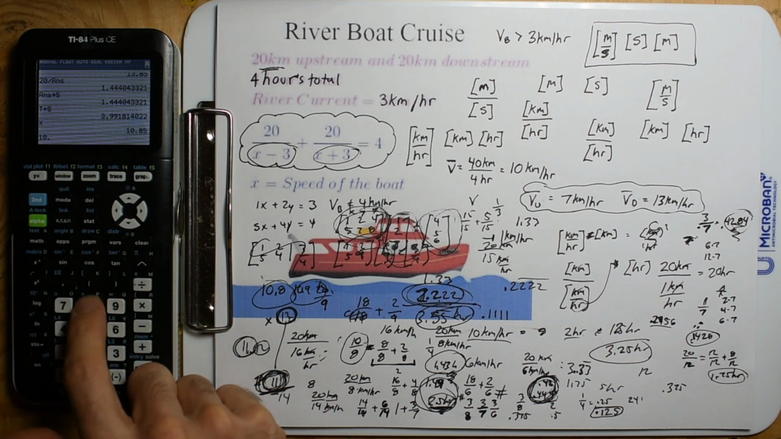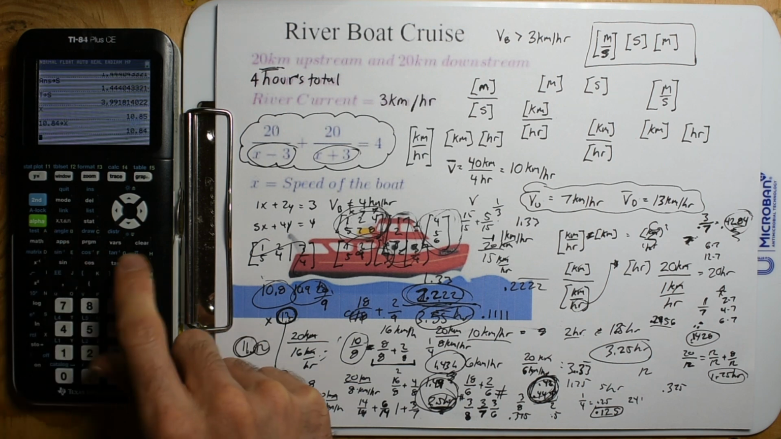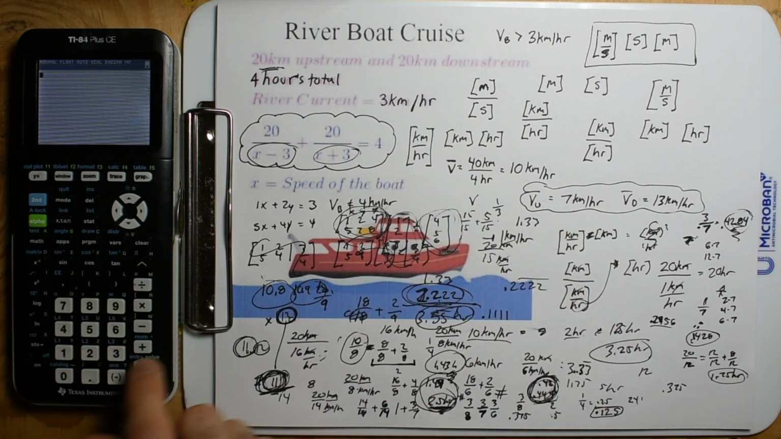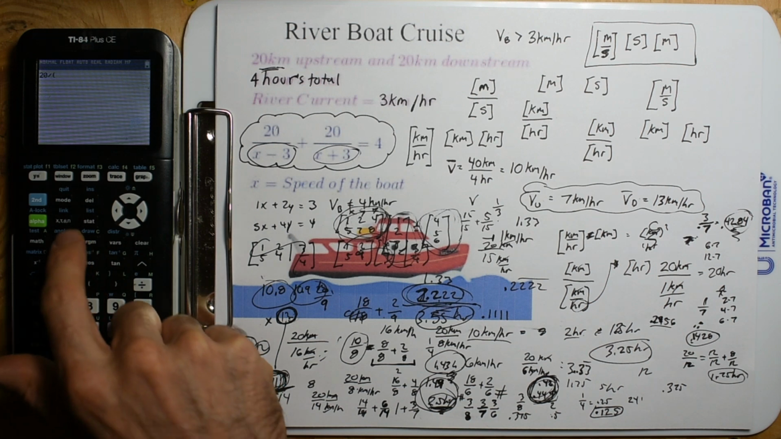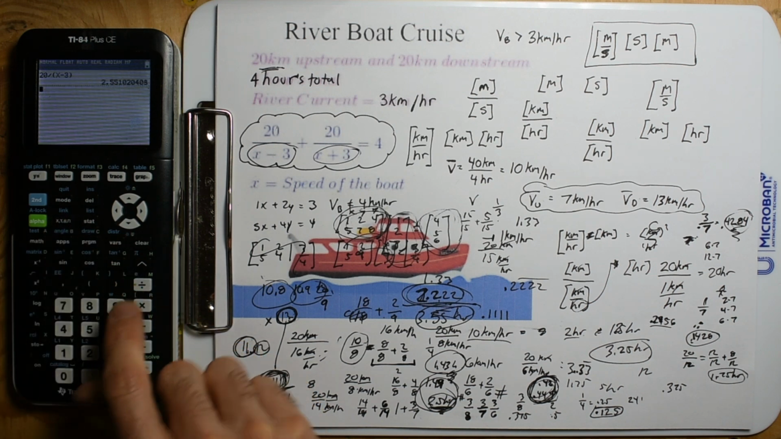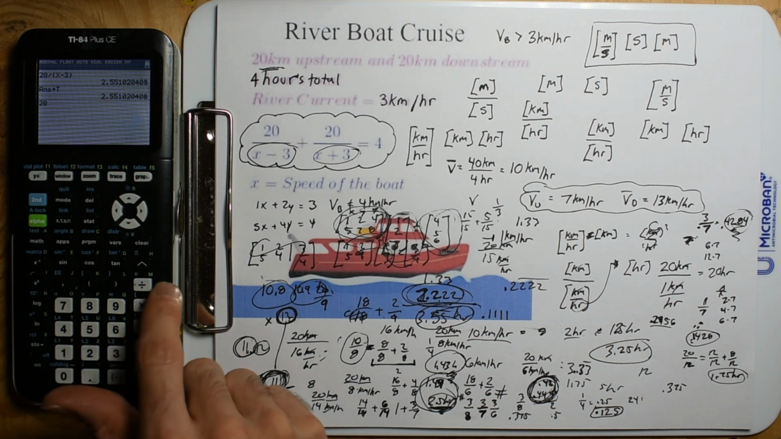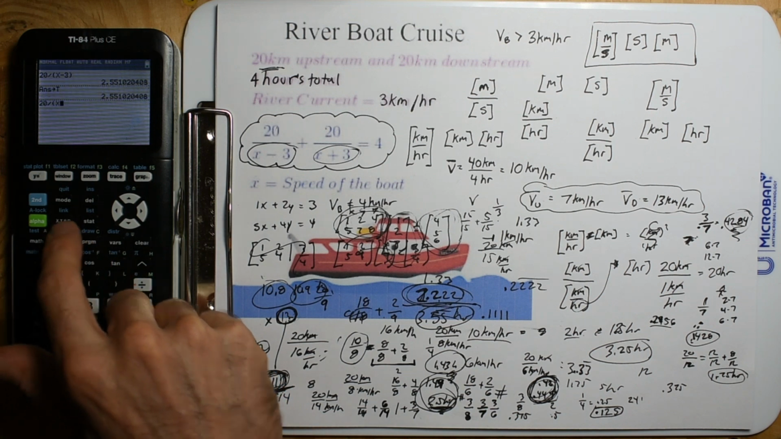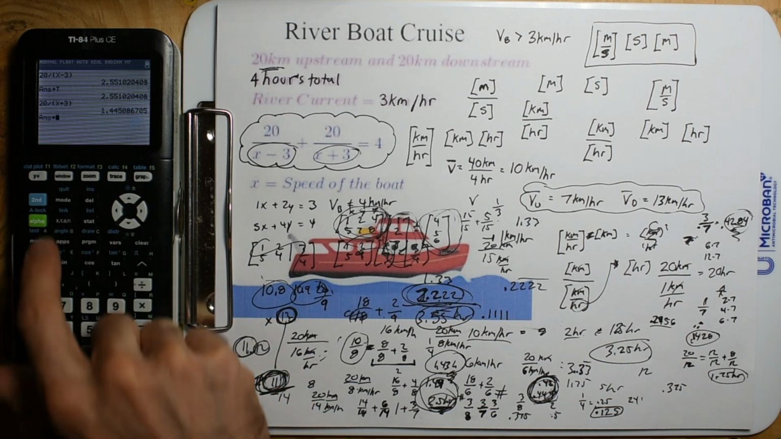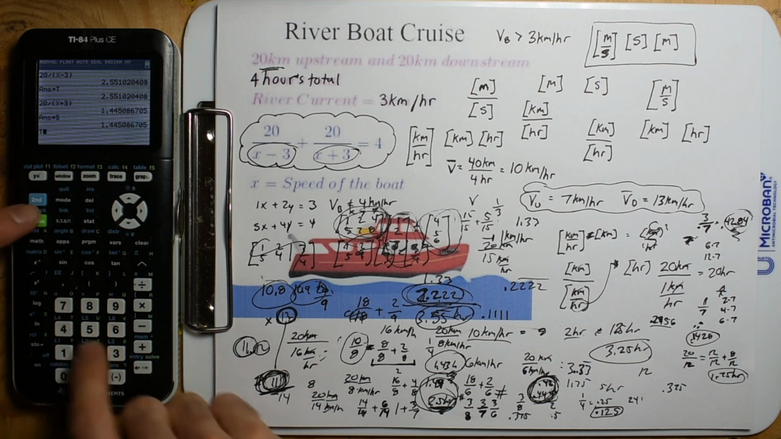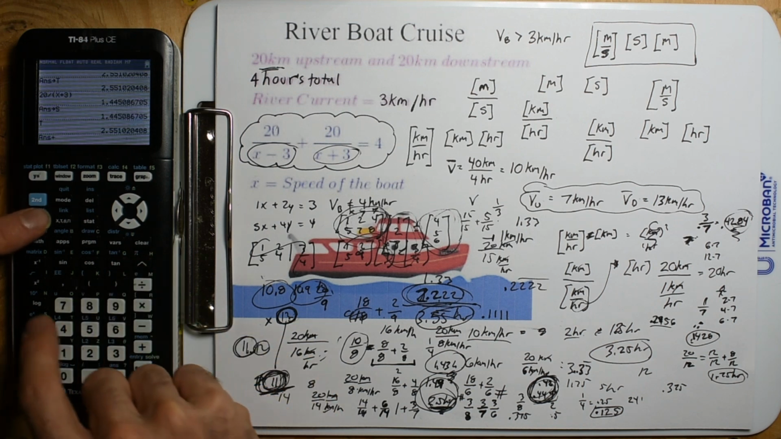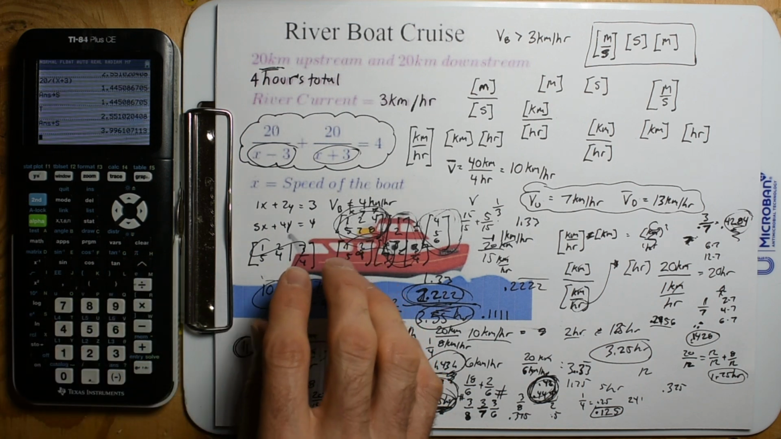So now I'm going to go 10.84, store this as x, and I'm just going to try to do it all in one go. I'm going to say the speed up was 20 divided by x minus 3. So that's my time there. And then on the way down, it's going to be 20 kilometers divided by x plus 3. I'm going to store that as alpha s. So we have alpha t plus alpha s, and that's 3.96.